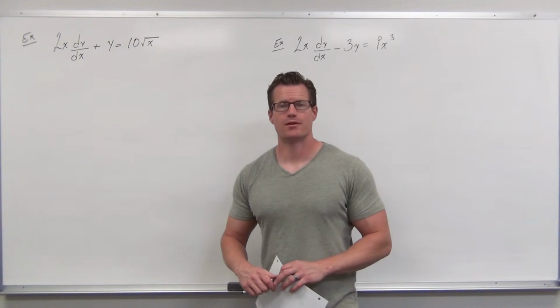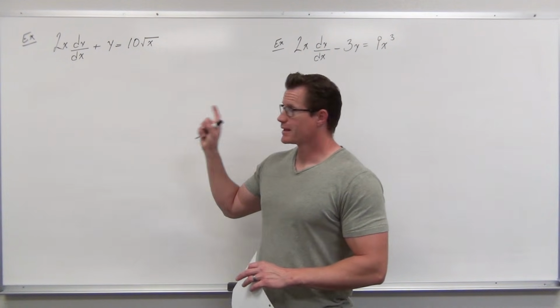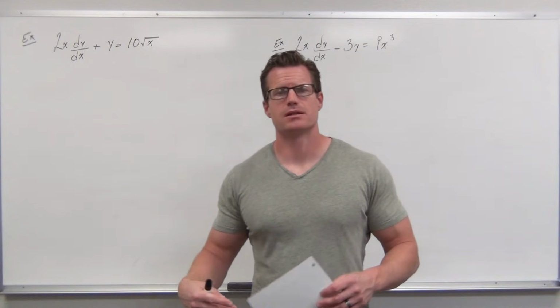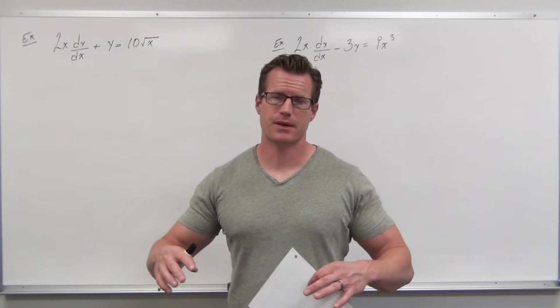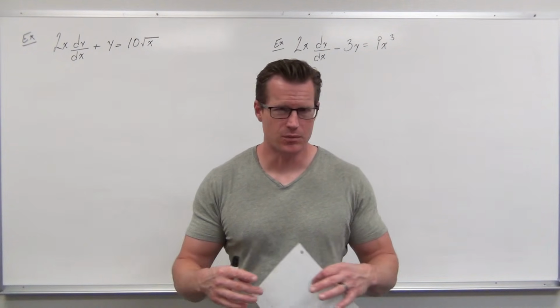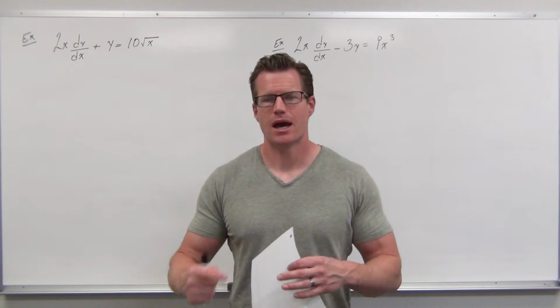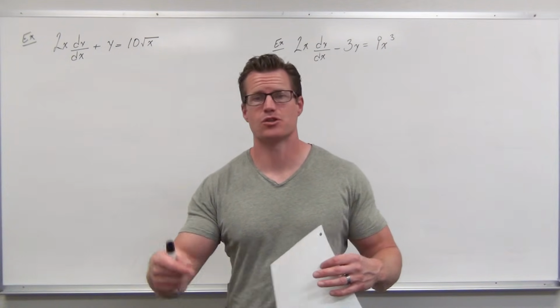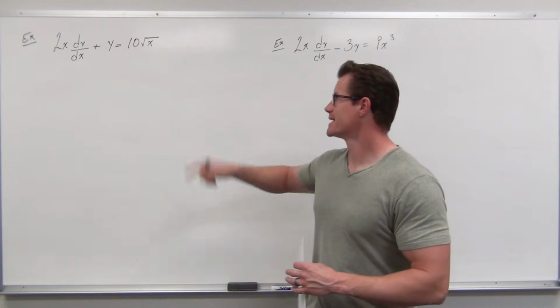So let's go through and try a few more. Again, we're going to try to see that this is going to fit linear. Then we're going to try to find the thing that we should be integrating, that's our p of x, and then multiply everything by that missing piece to create that product rule. So, number one, does that fit linear?